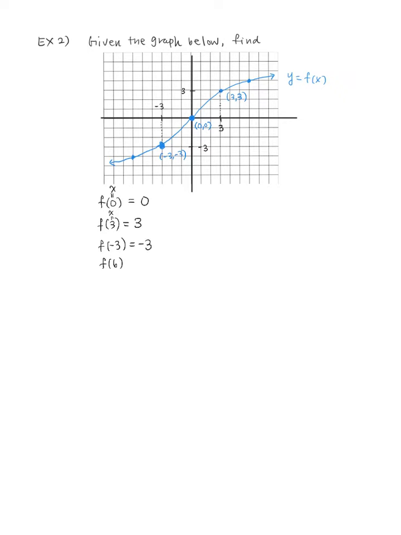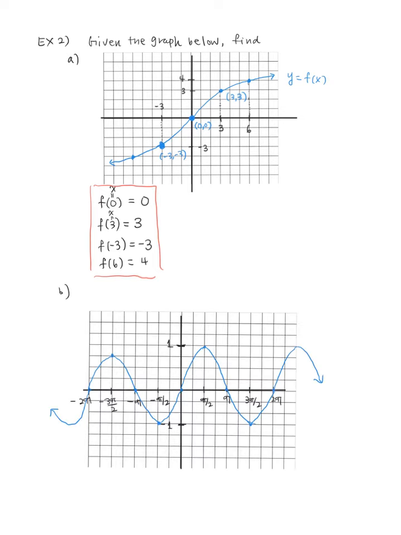Now let's take a look at f of 6. So 1, 2, 3, 4, 5, 6. When x is 6, our y value is, what is that? 4. So f of 6 is 4. I'm just going to box that. How are you all doing up to here? Maybe we should do another example that looks like this. So let's just call this one A. Now let's take a look at B.